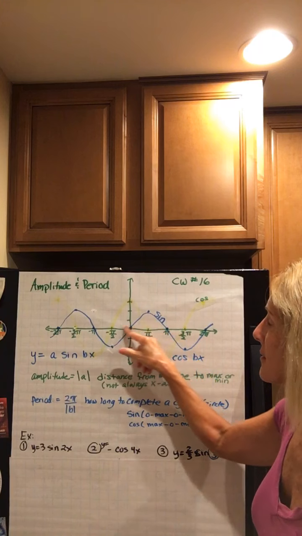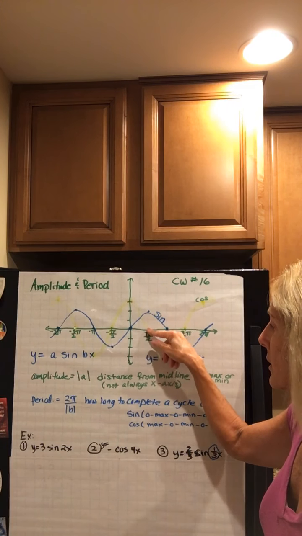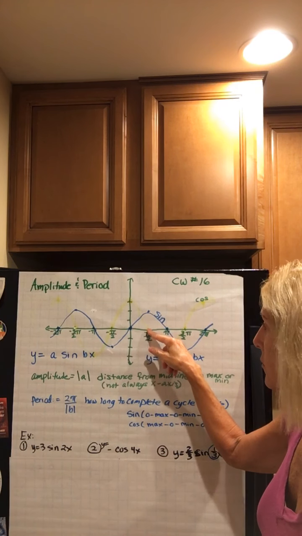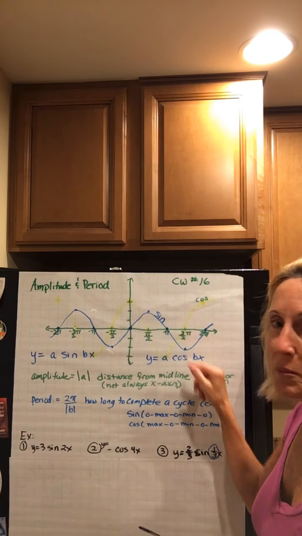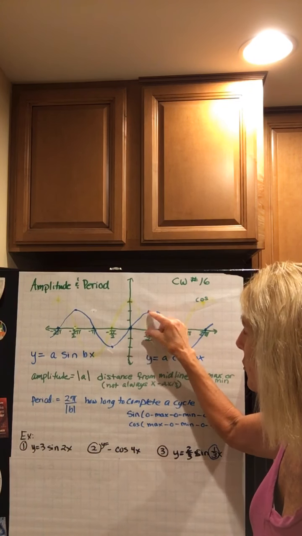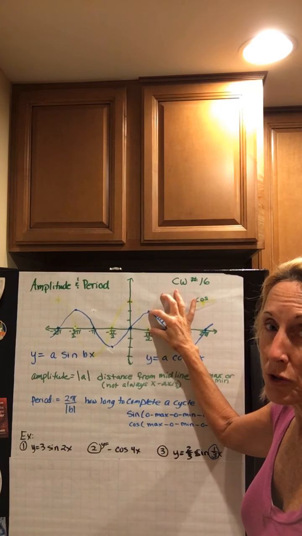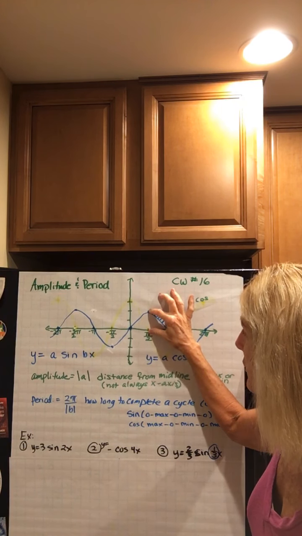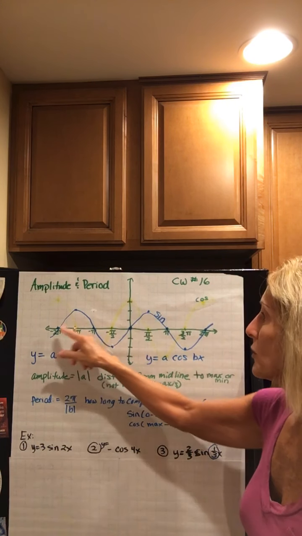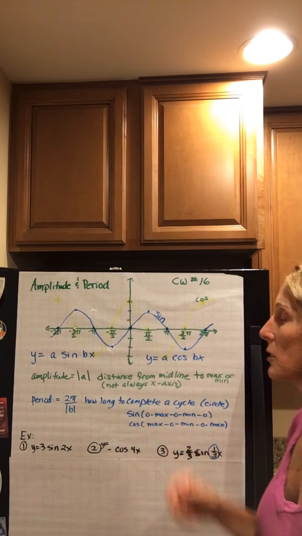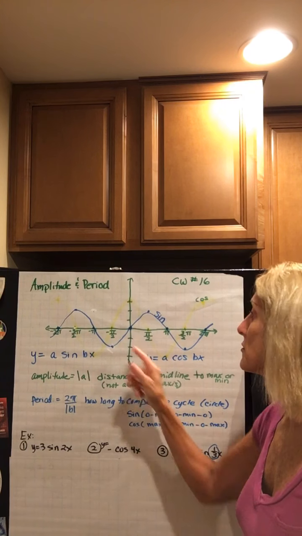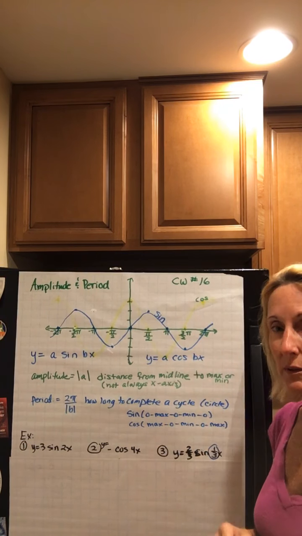So what is the distance from here, which is the maximum value, or from here, that's the minimum value of the sine graph? Well, the distance is 1, 2. So the amplitude here would be 2. The distance is 2 from here to here, or 2 from here to here. So the amplitude of this blue graph is 2. That's your amplitude, just that simple. That's the distance from the midpoint.